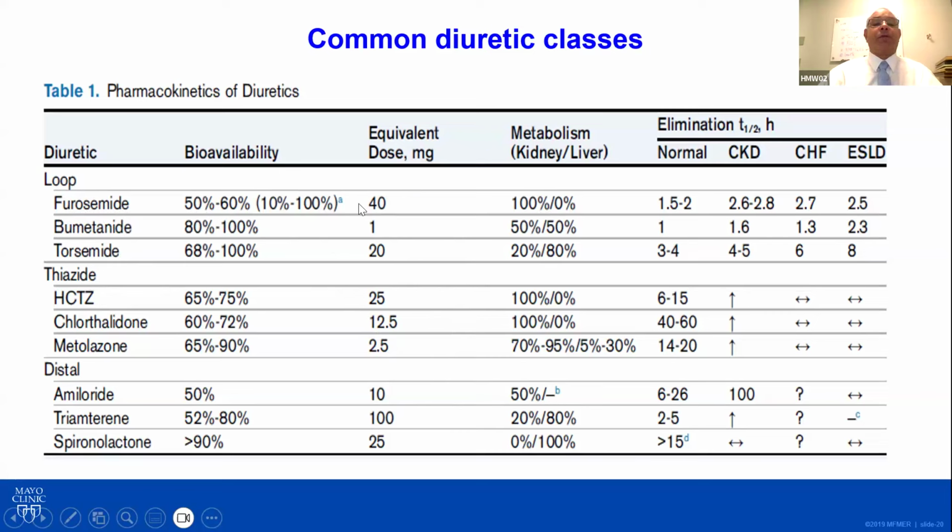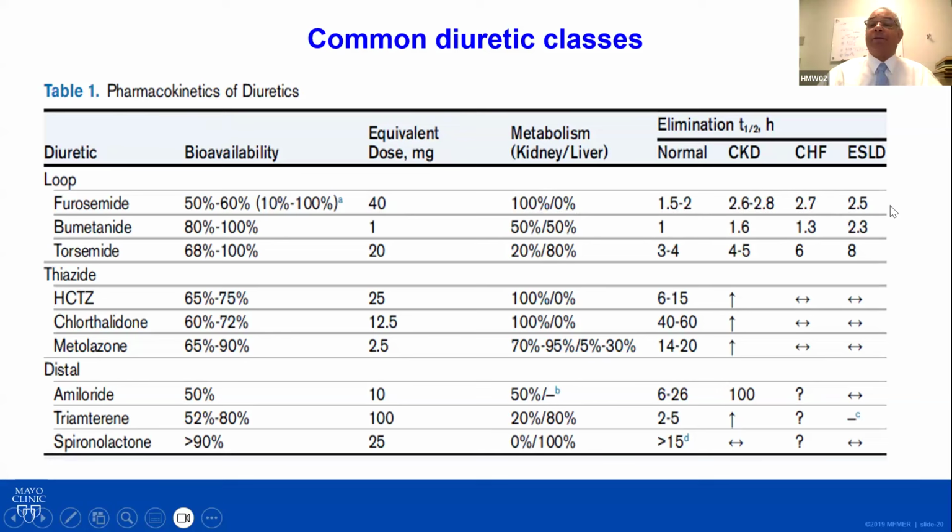But if you give 40 milligram oral, only 20% would be delivered to the circulation. So you have to be mindful. The medicine is metabolized primarily in the kidney, and some of it is secreted in the urine unchanged, but zero metabolism in the liver. That's why in patients with chronic kidney disease, the half-life is prolonged from the normal 1.5 to 2 hours to doubling that. In other conditions too, because of multiple other things, the half-life is prolonged as well.